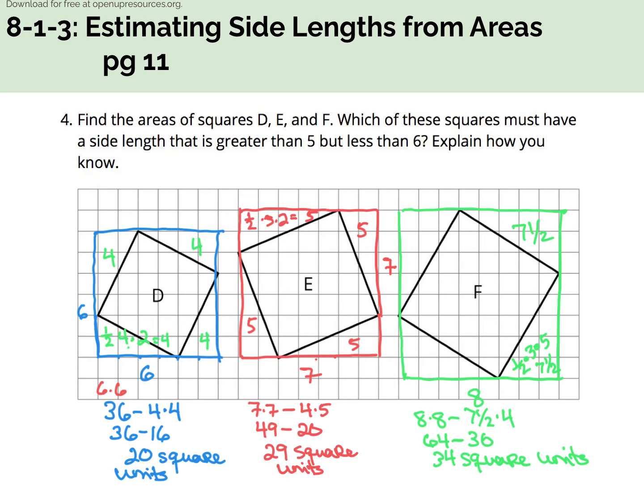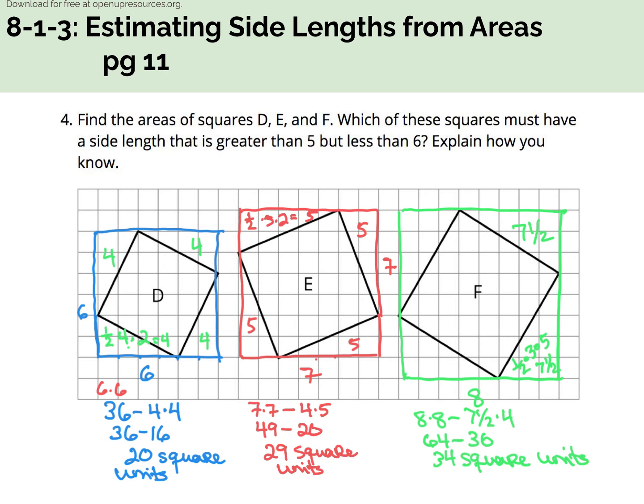That's for D. E is 7 times 7, which is 49. The area of the triangle is 1/2 times 5 times 2, which is 5, and there's 4 of them, so that's 20. So 49 minus 20 is 29 square units. And with F, we have 8 times 8, and the triangle is 1/2 times 3 times 5, which is 7.5. So we have 8 times 8 minus 7.5 times 4, because there's 4 triangles. 64 minus 30 is 34 square units. So these are the areas of D, E, and F.